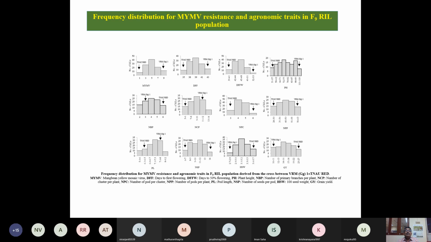If the two parents are contrasting, the population definitely has a good number of segregants, and the more recombinants you get, the more easily you can map those traits in a particular population. But if there is very narrow variability between the two parents, then it is very difficult to map those kinds of QTLs. So that is the case for most of the traits.